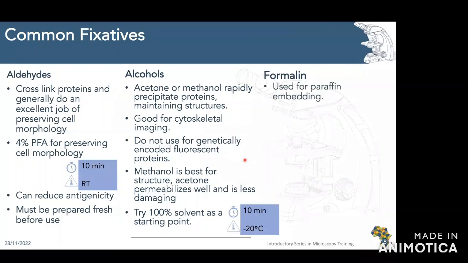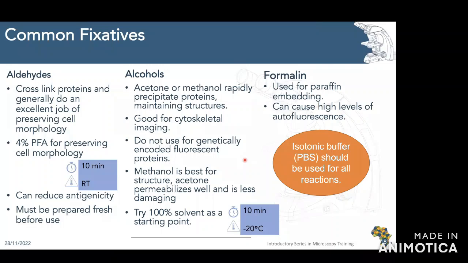And then finally, formalin, which would be used for your standard FFPE samples, usually done in the histology labs. These can cause a high level of autofluorescence. Just bear that in mind. There are ways to dampen autofluorescence, which I'm sure was touched on in the fluorescent protein lecture. Something like glycine can really help with that kind of thing. For all of these fixatives, and I've mentioned this before, please use an isotonic buffer like PBS to make up any of your fixatives, so your PFA. It should be buffered so you don't pop your cells unnecessarily.